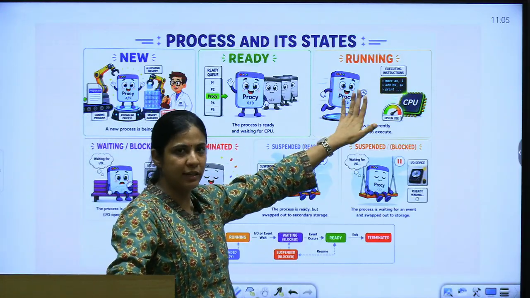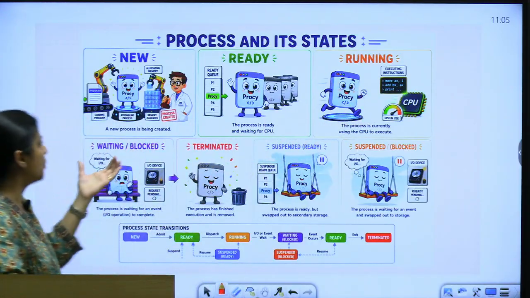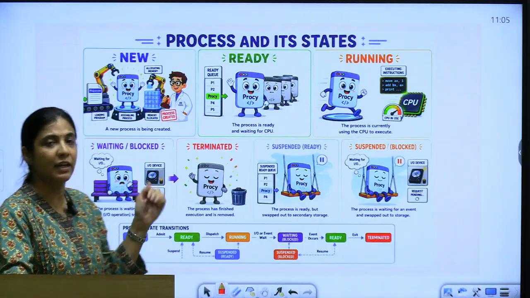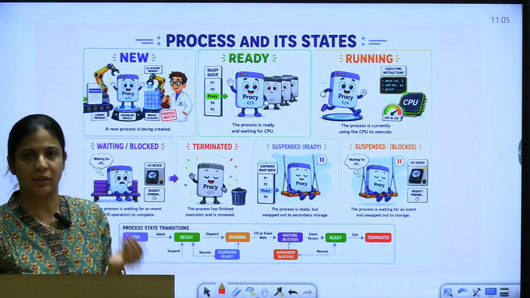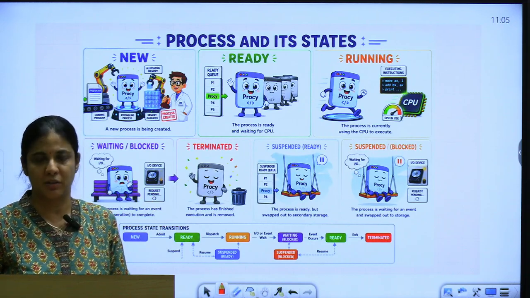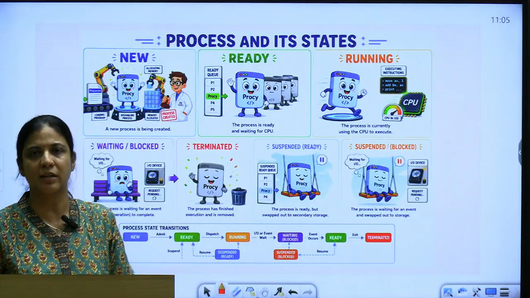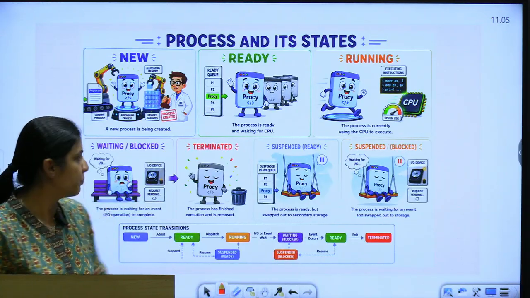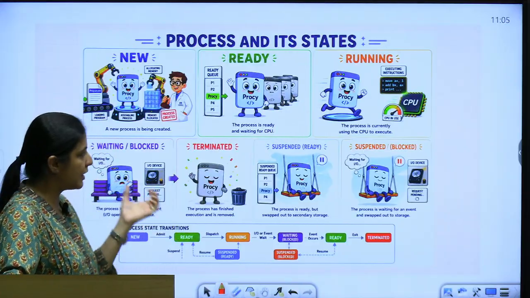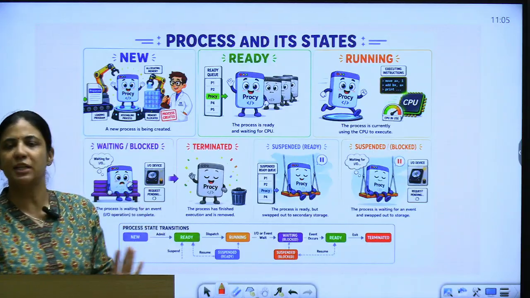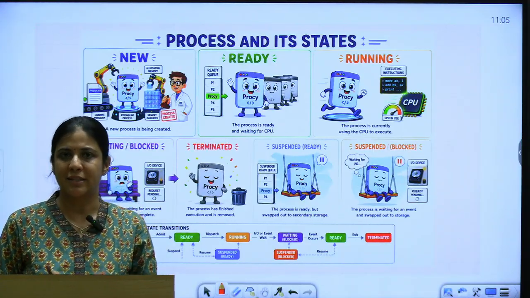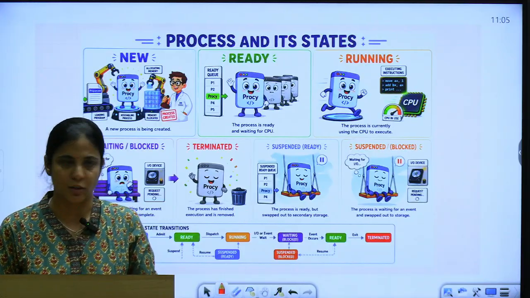Once it has done its task, what happens? If it requires any input output device, it will be sent to the waiting queue. There it will wait. Once its input output devices are given to it, it executes and does its work. If all this work is completed properly, then Procy's work is done and it will terminate. These are the simplest states in which a process executes.